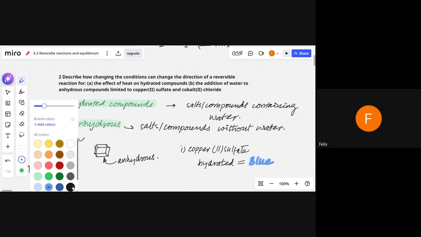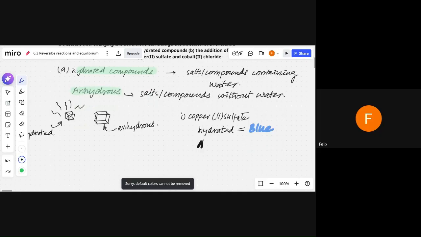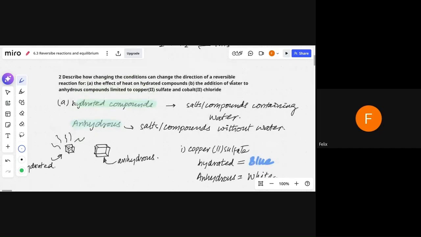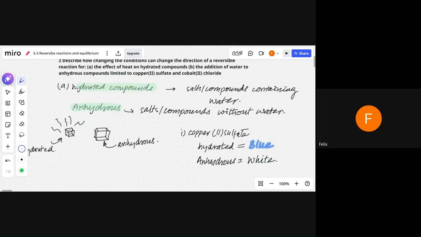And the anhydrous form, anhydrous copper sulfate, the one that is without water, that is white, right? Okay. So now you can see that it is saying the addition of water to an anhydrous compound. If it is an anhydrous compound, it will be a white crystalline solid, but when you add water to it, it will suddenly change its color to blue, right? And it will become hydrated.